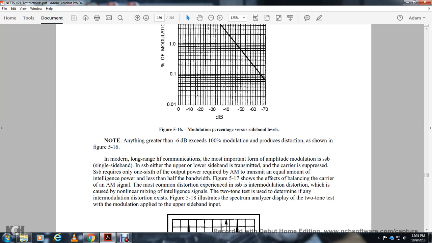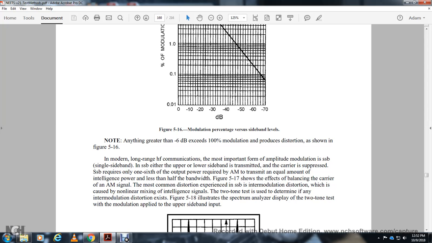In modern low-range high-frequency communication, the most important form of amplitude modulation is single sideband, with the upper or lower sideband transmitted. The carrier is not required, with 1/6 of the output power of the amplitude modulation transmission, and the equal intelligence power is less than half. Figure 5-17 shows the effect of a balanced carrier of the amplitude modulation signal.